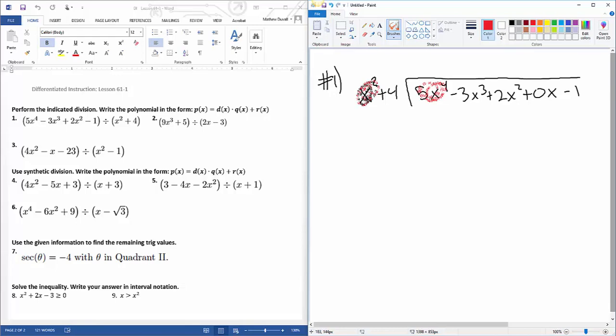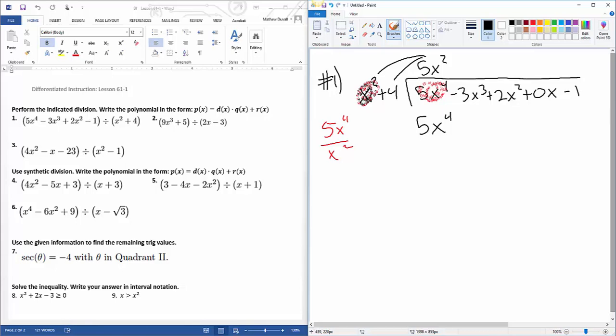But the two leading terms, you're going to want to go ahead and divide. So 5x to the 4th over x squared. And so when those divide through, you're going to get 5x squared. Then you're going to multiply that with both of those terms there. So you're going to get 5x to the 4th. Now notice 5x squared times 4 is 20x squared.